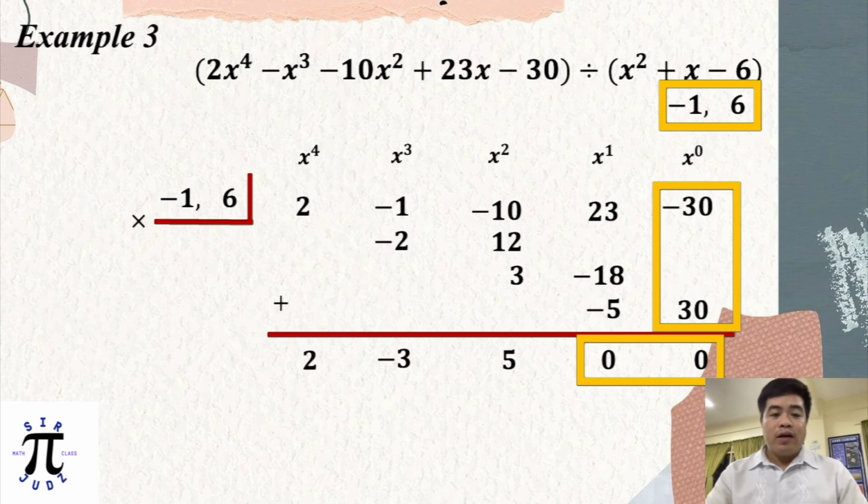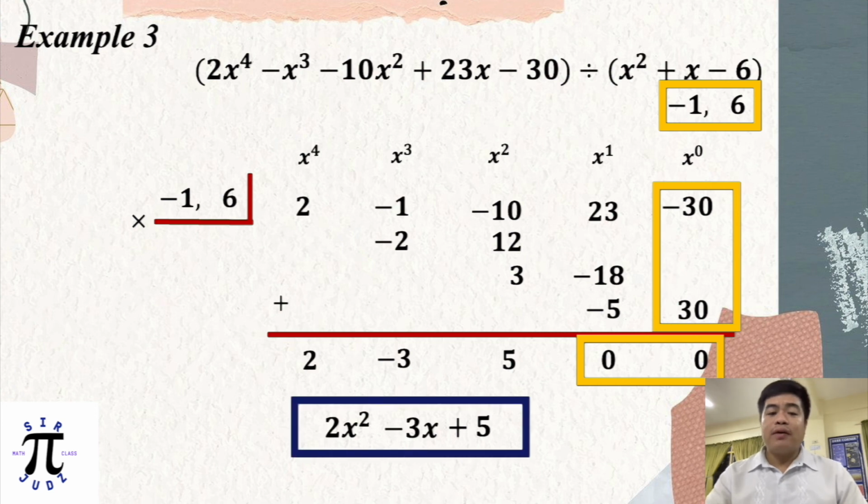So, therefore, your 5 will be your constant term of your quotient. Your negative 3 will be the first degree. We'll have the first degree of the term. So, you have negative 3x, and then you have 2x squared.